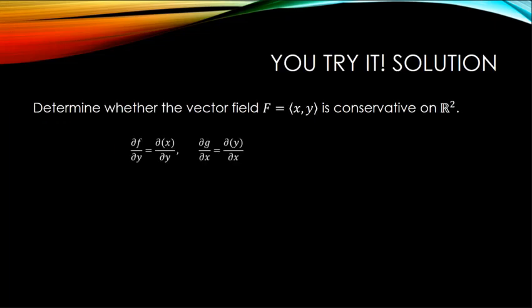I need to find the partial of F with respect to y and the partial of G with respect to x. This means I'm looking for the partial of x with respect to y and the partial of y with respect to x. In both cases, I get 0. 0 is equal to 0, and my vector field here is conservative. This is how I test to determine if a vector field is conservative.